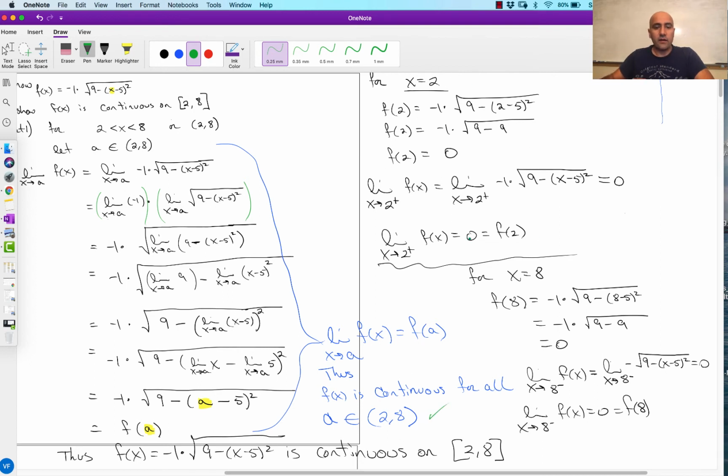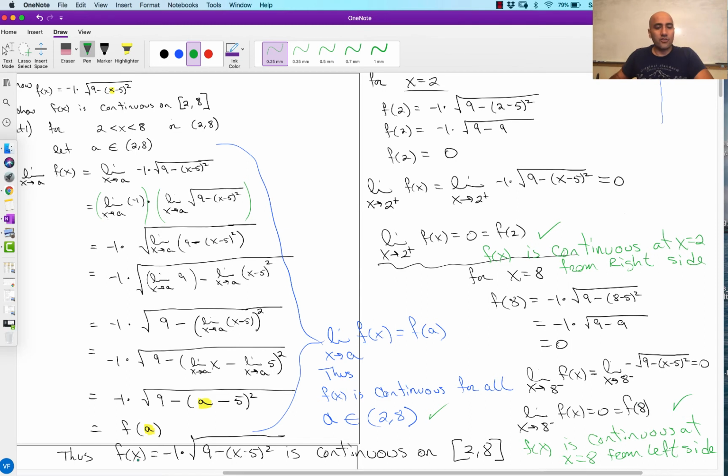And then this takes care of making sure that the function is continuous at x equals 2 from the right-hand side. And then this part here allows us to conclude that f of x is continuous at x equals 8 from the left-hand side. So together, they allow us to conclude that the function is continuous on the interval between 2 and 8, inclusive of the endpoints.